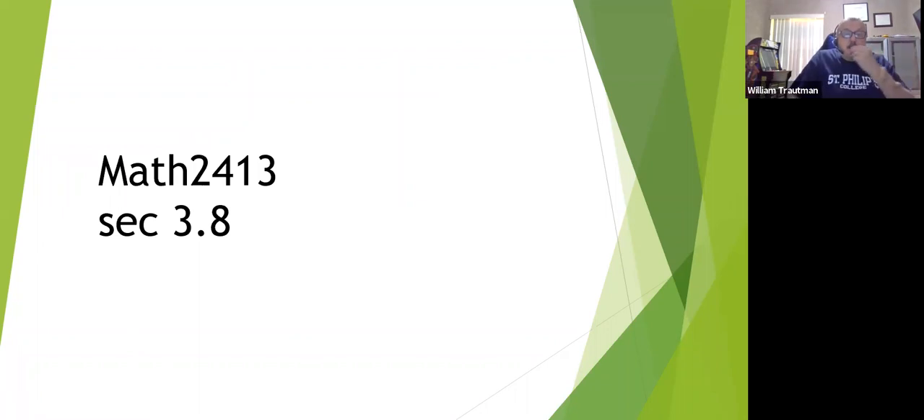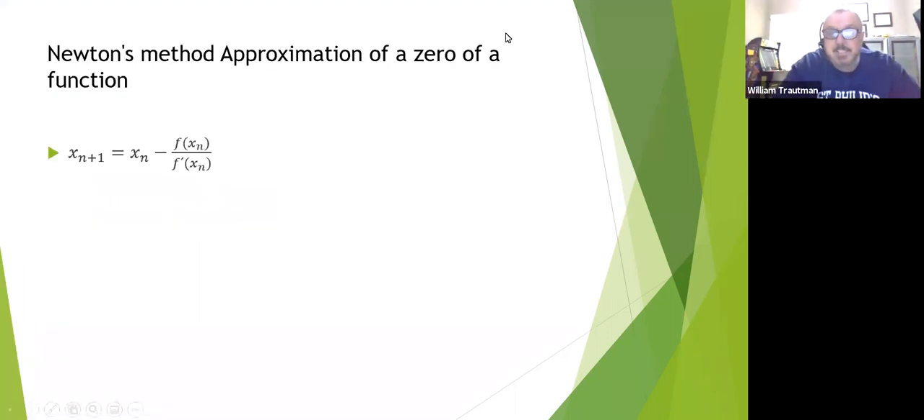All right, this is Math 2413 Cal 1, Section 3.8. And what's cool about 3.8, it's another great method that Newton came up with for approximating the zero of a function. Can somebody tell me what the zero of a function is? What's another word for zero of a function? What is a zero? When I say what's a zero of that function, what's another name for it? What do you call a zero?